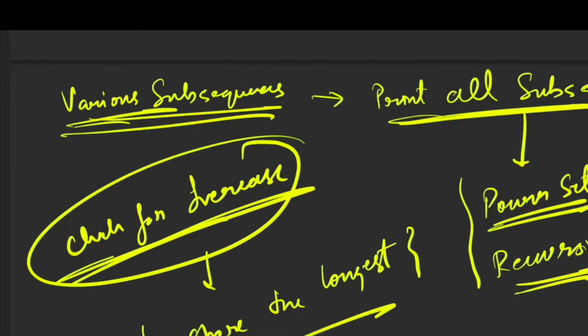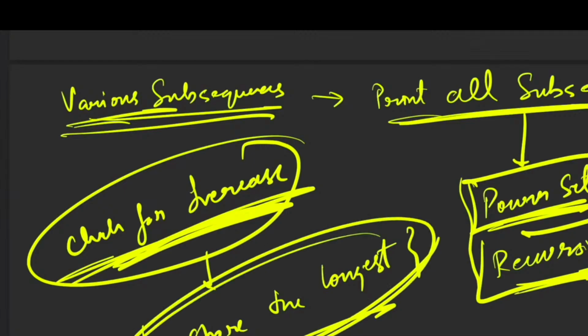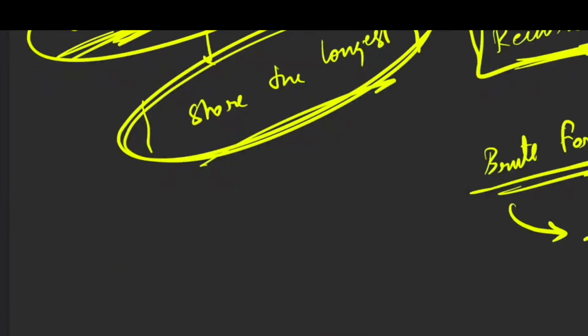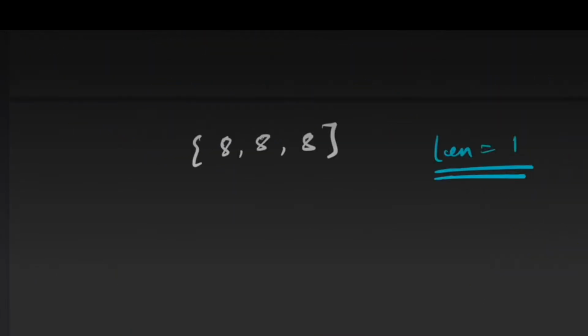I will not be diving deep into it because you can just go across and watch power set or recursion, generate all subsequences. Once the subsequence is generated, you just see if that subsequence is increasing or not, and if it is, then you check for the longest one. So that's the brute force. And in order to generate all the subsequences, you have to figure out the length.